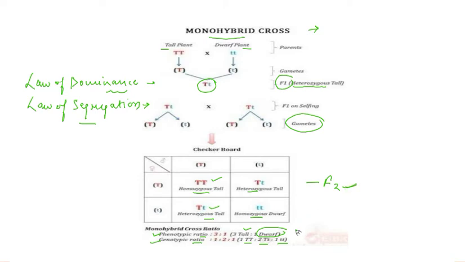However, the number is still not very much. It is only one in number out of four, but here it reappears. And this is because the segregation of characters happens at the time of gamete formation.